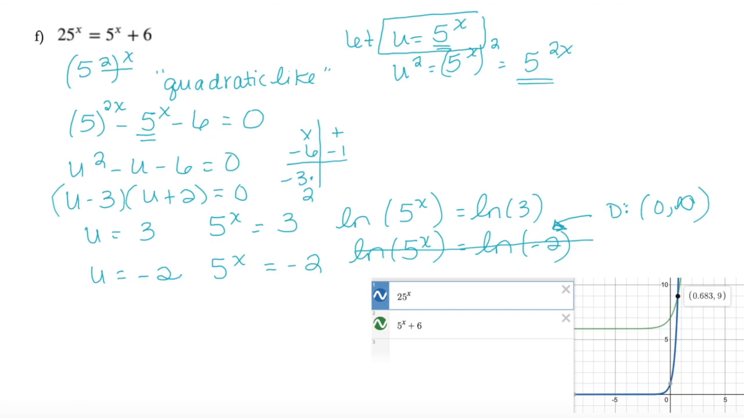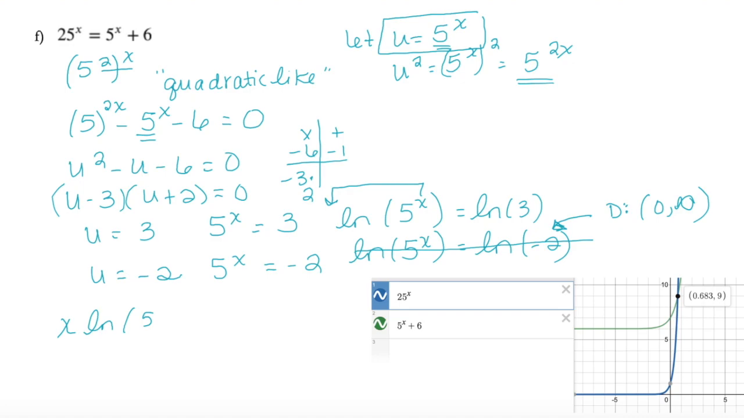We can continue solving on the other one because 3 is in the domain, where I can bring my exponent out front so that x times the natural log of 5 is equal to the natural log of 3. And then dividing both sides by the natural log of 5.